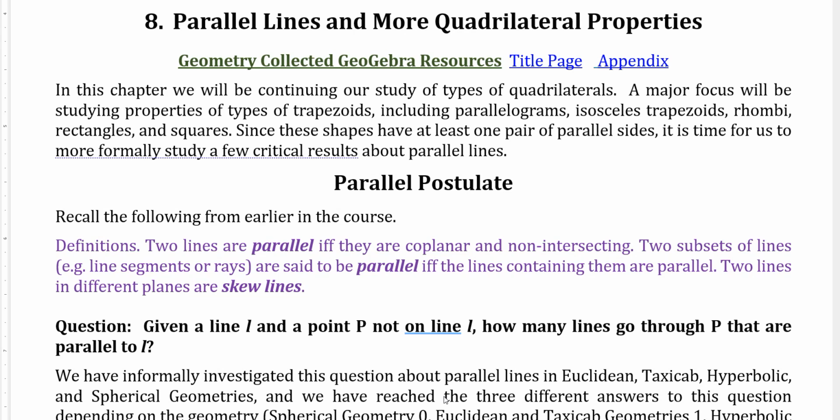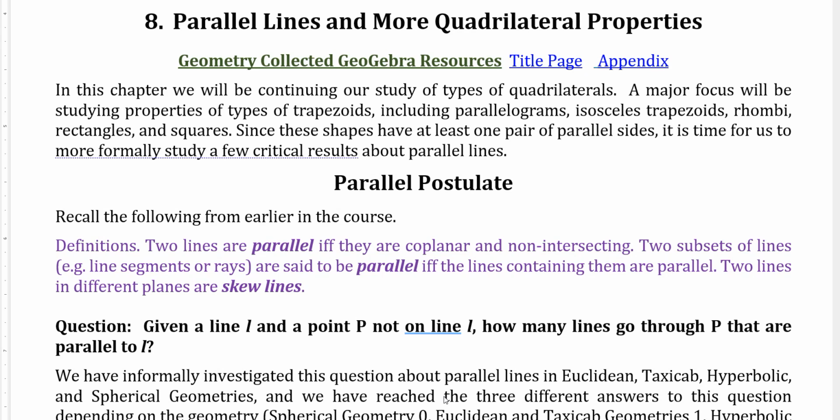In this chapter, we're going to be continuing our study of types of quadrilaterals, so this playlist will still be about that. A major focus will be studying the properties of the types of trapezoids, including parallelograms, isosceles trapezoids, rhombi, rectangles, and squares. And since these shapes all have at least one pair of parallel sides, it's time for us to more formally study a few critical results about parallel lines.